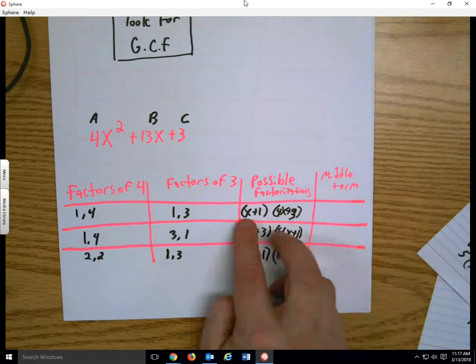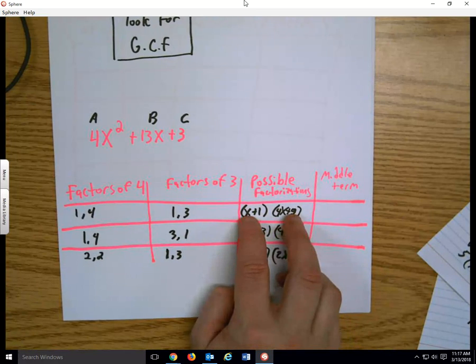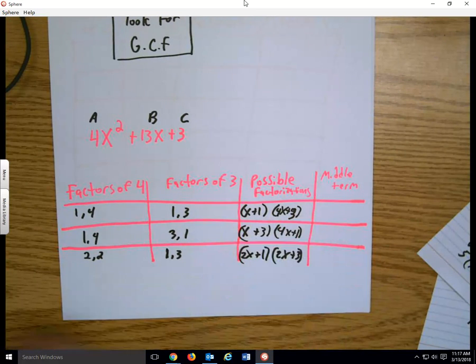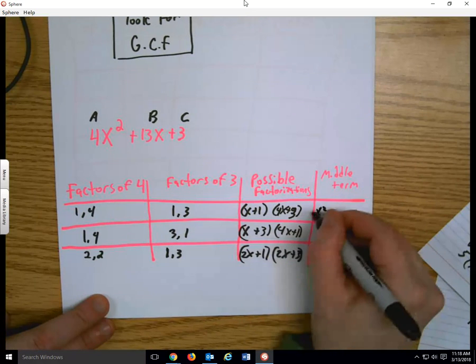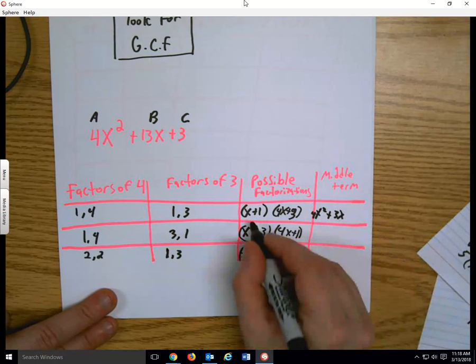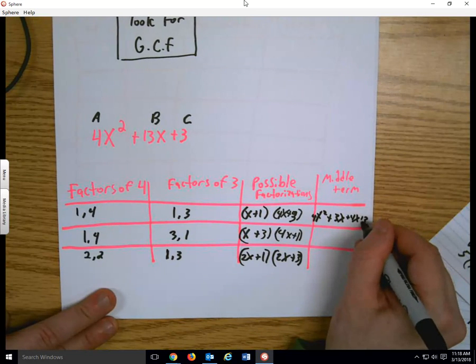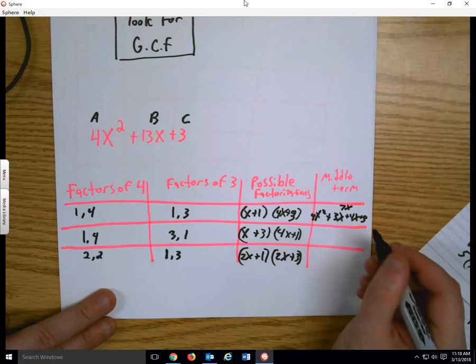X times, but we always know that x times 4x is going to be 4x squared. X times 3 will be 3x. 1 times 4x will be 4x. And 1 times 3 would be 3. Instead of writing the whole thing out, though, we can just really look at the middle terms, okay? I'll write the whole thing out this time. X times 4x is 4x squared. X times 3 would be 3x. 1 times 4x would be 4x. 1 times 3 would be 3. And if you look at the two middle terms, 4x plus 3x, you end up with a 7x. Okay?